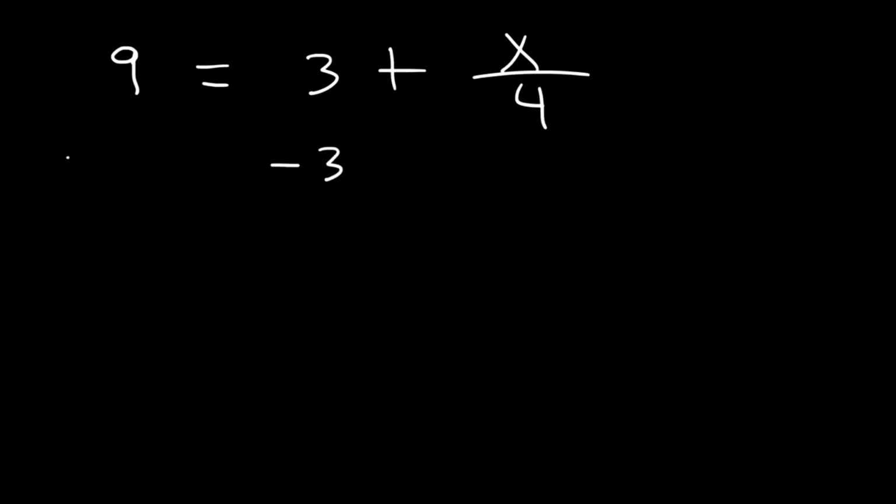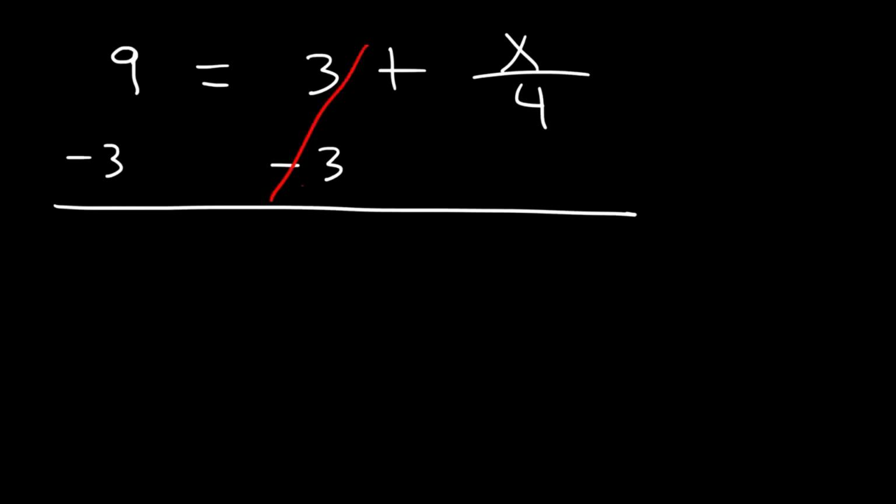Now let's move on to our next example. Consider this equation. 9 is equal to 3 plus x divided by 4. So we have a fraction. What do you think we need to do in this problem? Well, in this problem, we could start by subtracting both sides by 3, just as we've been doing. 9 minus 3 is 6.